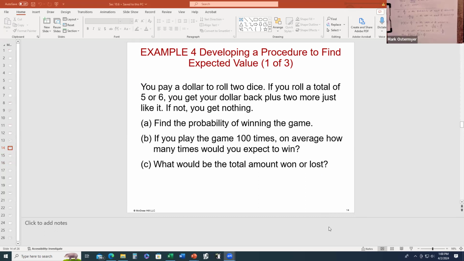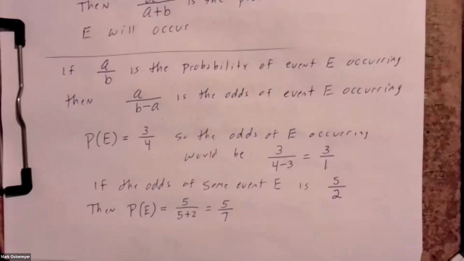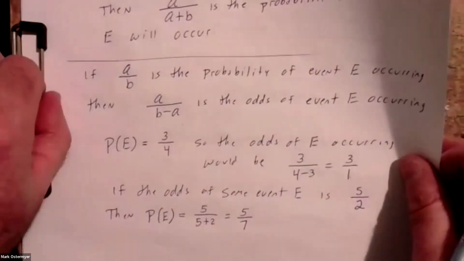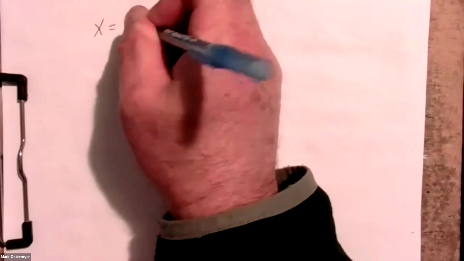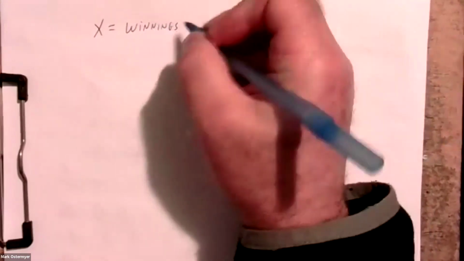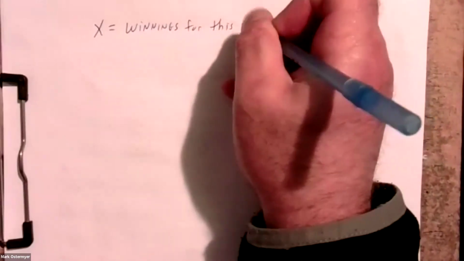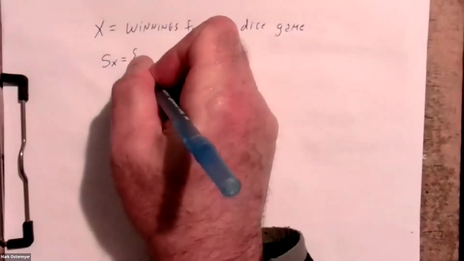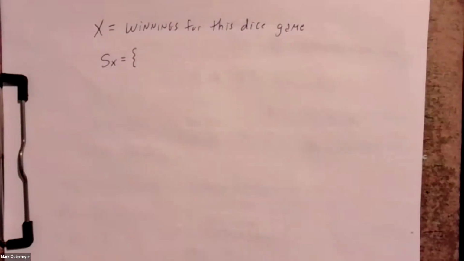Okay. So how can we figure out our average winnings when we play this game, let's say just one time, if we roll the two dice just one time? Well, for this experiment, I am going to define what is called a random variable, right? So I'm going to let X be equal to our winnings for this dice game. Now, the sample space of the random variable X is going to be what? Well, when we play this game of rolling the dice, we're either going to win or lose.